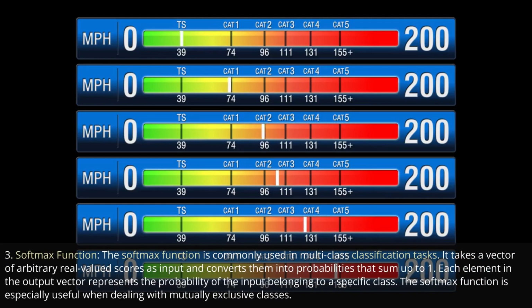3. Softmax function. The softmax function is commonly used in multi-class classification tasks. It takes a vector of arbitrary real-valued scores as input and converts them into probabilities that sum up to 1. Each element in the output vector represents the probability of the input belonging to a specific class. The softmax function is especially useful when dealing with mutually exclusive classes.